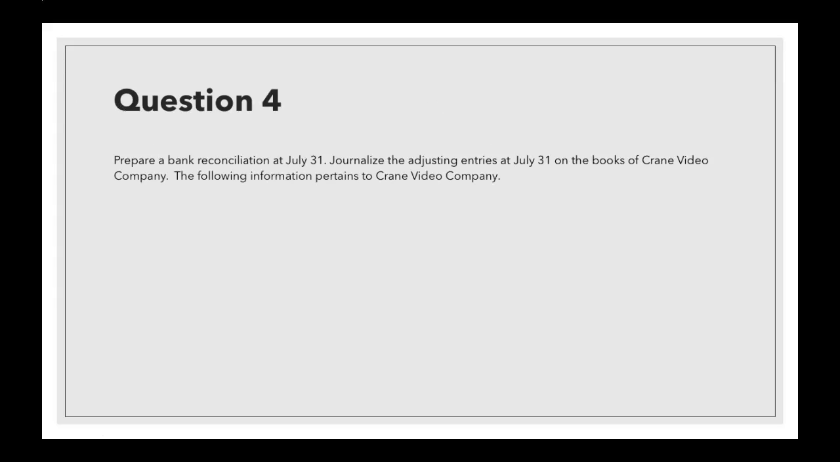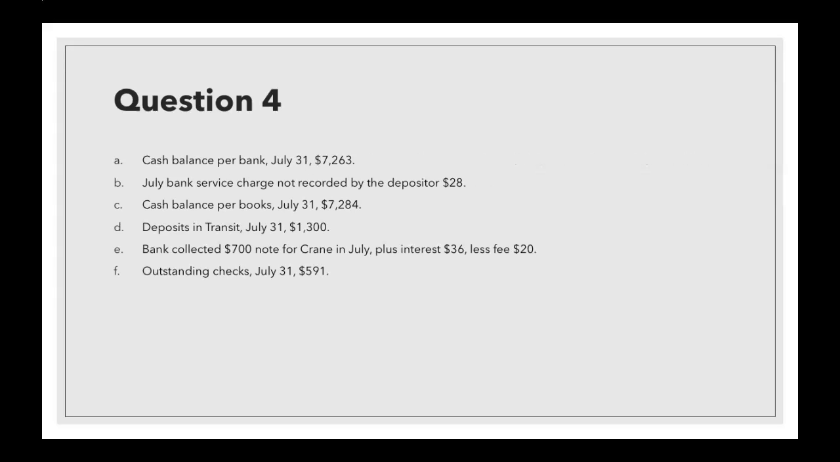Now, question number 4. It says to prepare a bank reconciliation at July 31st. Then journalize the adjusting entries on July 31st on the books of Crane Video Company. The following information pertains to Crane Video Company. So we're given 6 pieces of information here. We're given cash balance per bank, a July bank service charge, cash balance per books, deposits in transit, a collection of a note, and some outstanding checks. So we can use all of this information to prepare this bank reconciliation.